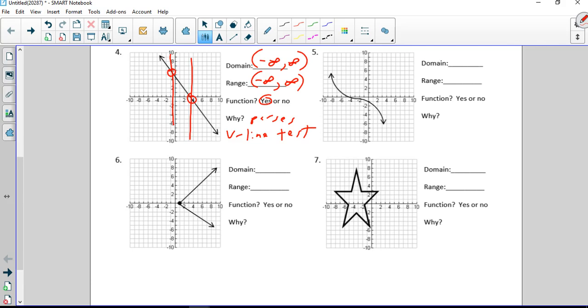Number 5, it's going to keep going left forever and right forever. It's going to keep going down and keep going up. Is it a function? Yes, it is. Again, it passes the line test.